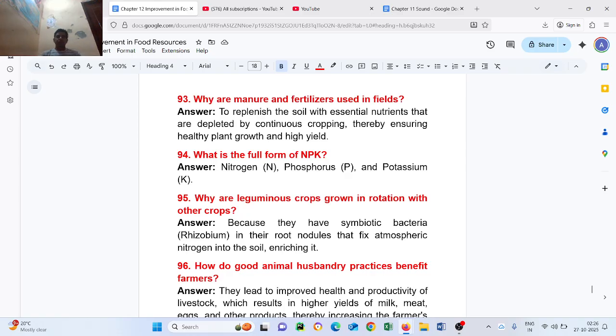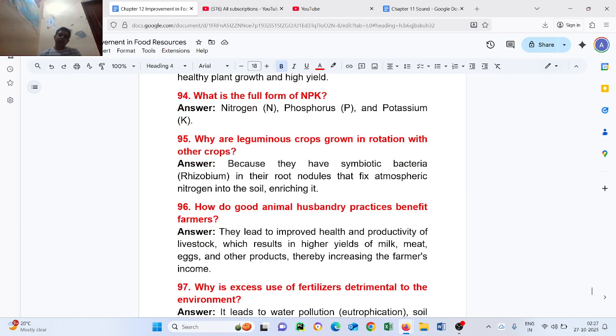Question number 95. Why are leguminous crop grown in rotation with other crop? Because they have symbiotic bacteria rhizobium in their root nodules that fix atmospheric nitrogen into the soil, enriching it. Question number 96. How do good animal husbandry practice benefit farmers? They lead to improved health and productivity of livestock which result in higher yield of milk, meat, eggs, and other products, thereby increasing the farmer's income.